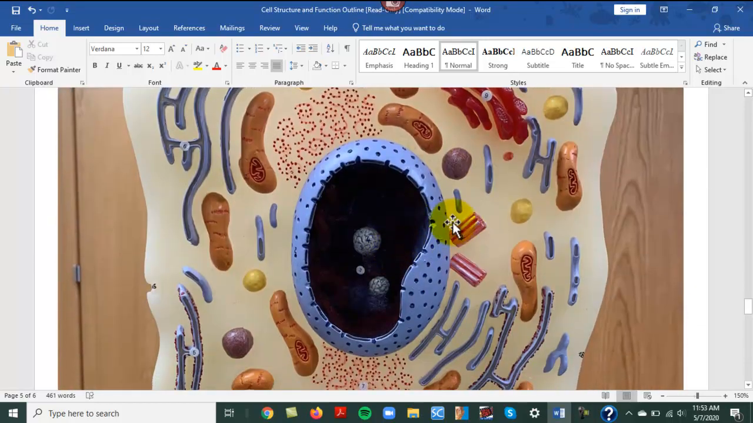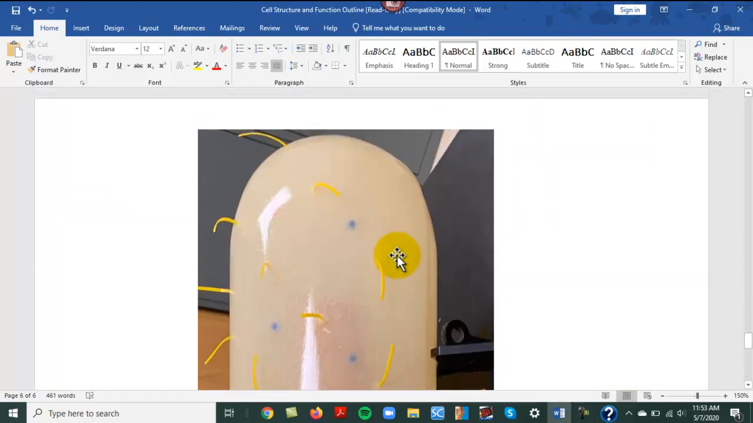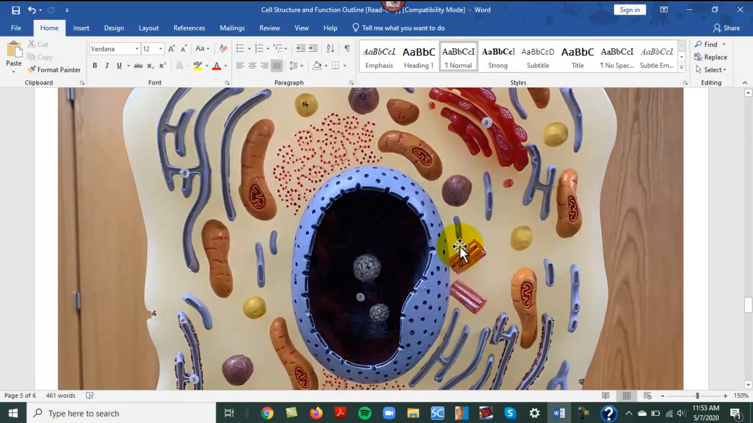And you do have the pictures here as well. There's our model for the prokaryotic, and here's the one for the eukaryotic. So I hope this video helps, and thanks for joining me.